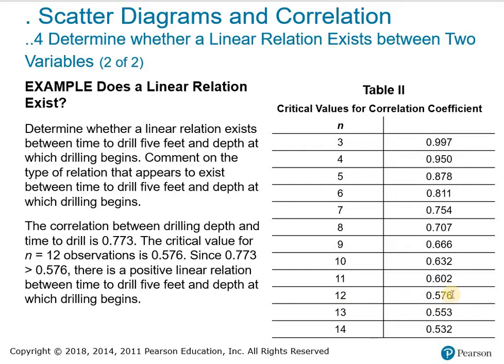So we're going to look at this critical value right here. Since the critical value 0.576 is less than the correlation coefficient, we're going to say there is a positive linear relation between time to drill 5 feet and the depth at which the drilling begins. So this is how we're going to use this table.